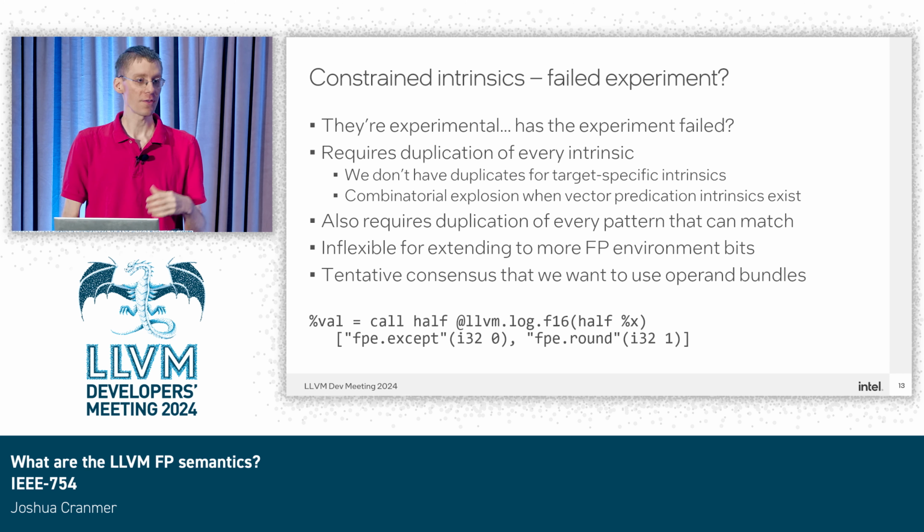Some other problems that you may have noticed is that the intrinsics don't give you a way to specify more exotic floating point environment stuff. You can't add denormal stuff to a constrained intrinsic easily. And among the people who work on floating point in LLVM, there has been a tentative consensus that we do want to move from constrained intrinsics to using operand bundles. And we actually do have a patch to do this right now, but obviously it's not implemented yet. And so for the moment, your only option is to use constrained intrinsics.